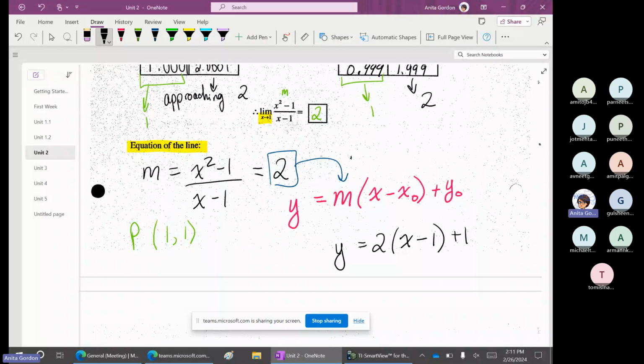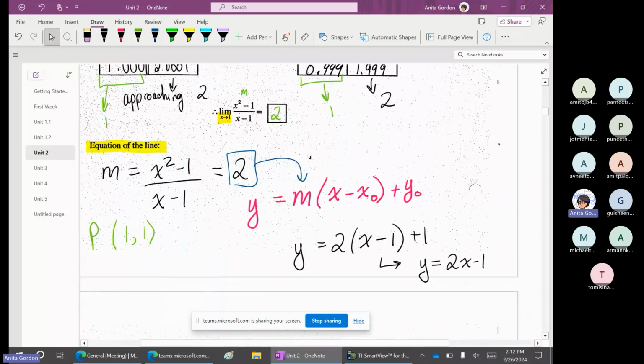And of course, if you expand and collect like terms, you could write it in just regular mx plus b form. This will give you 2x minus 1. Either of these forms is correct. This way, as long as you have a key point and your slope, you can always set it up. The last way there is just a simplification. Yes, sir.